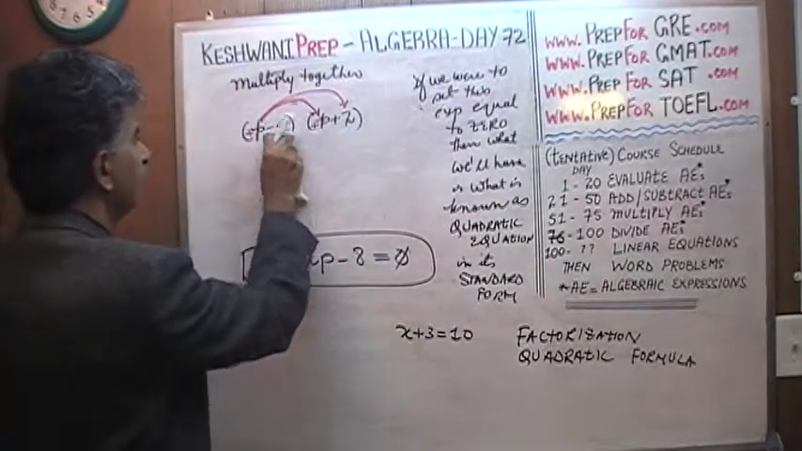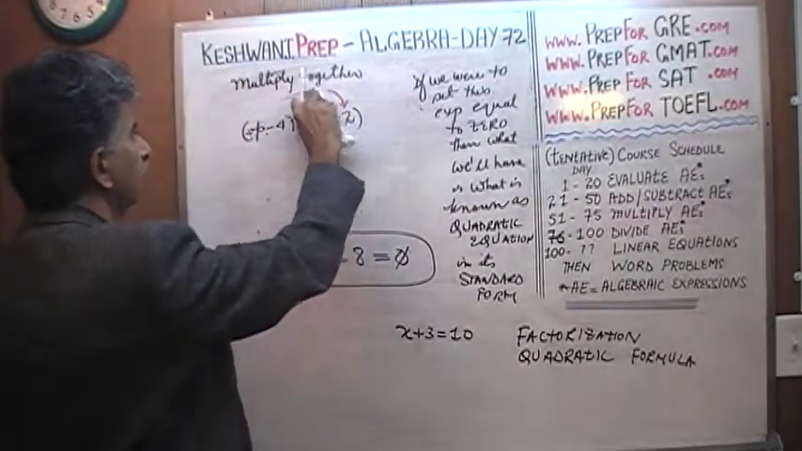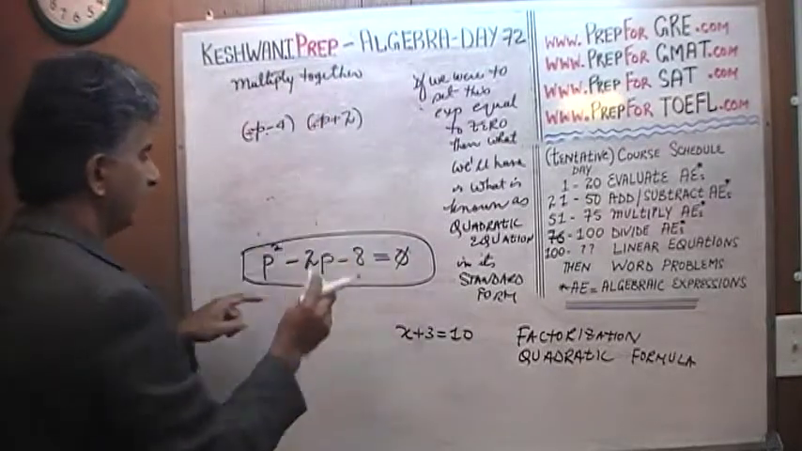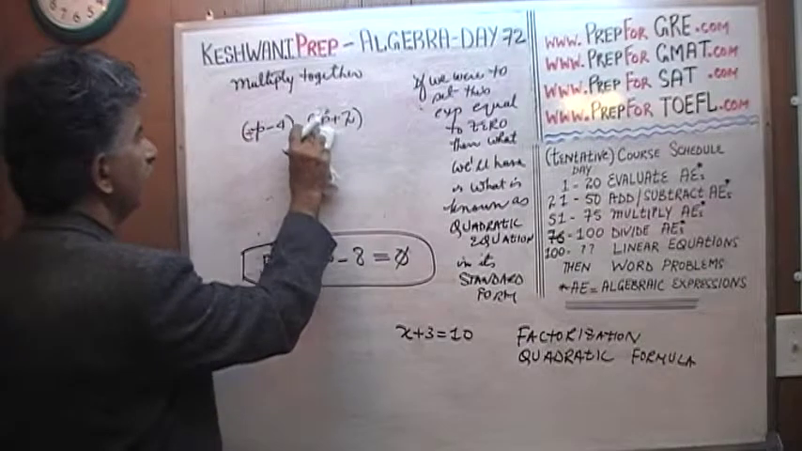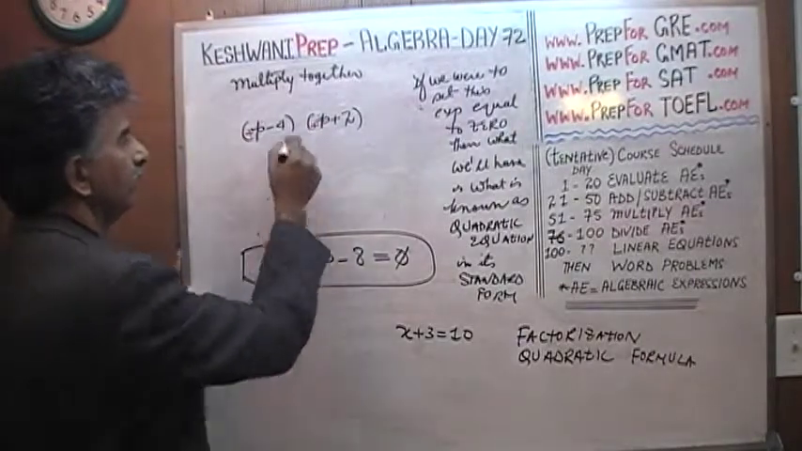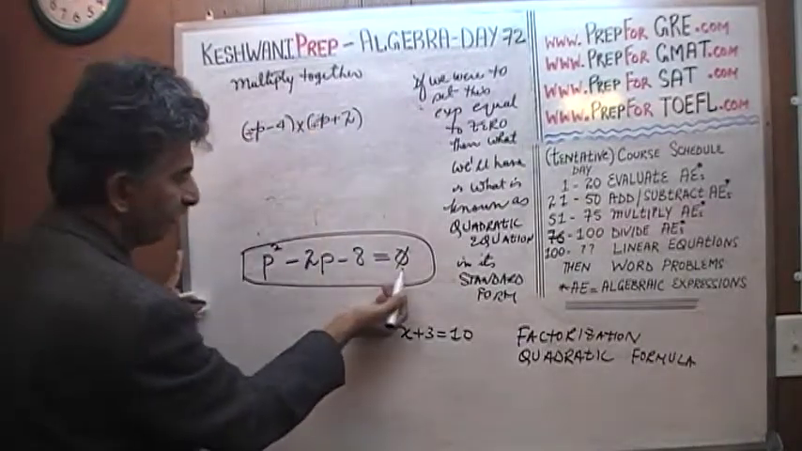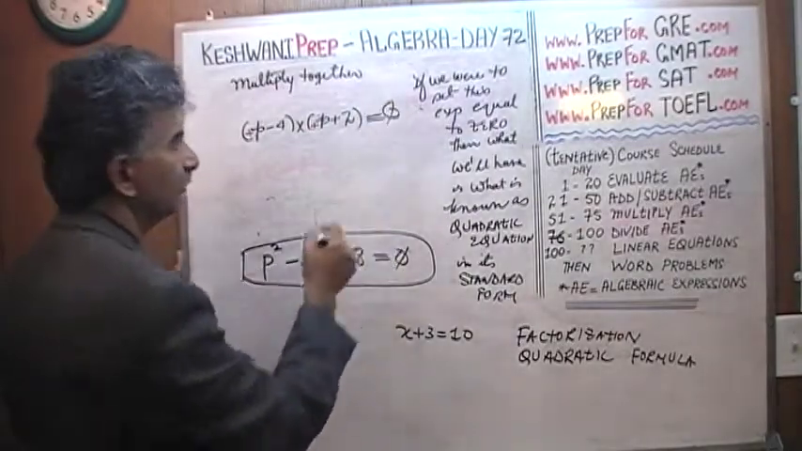So the two expressions that we multiplied together to get to here were these two expressions, p minus 4 and p plus 2. And if we multiply them together, we get this thing. Now, if this is equal to 0, then this must be equal to 0.